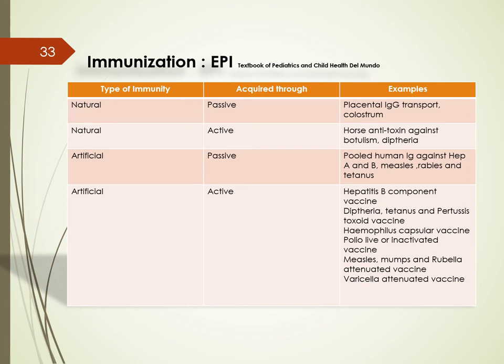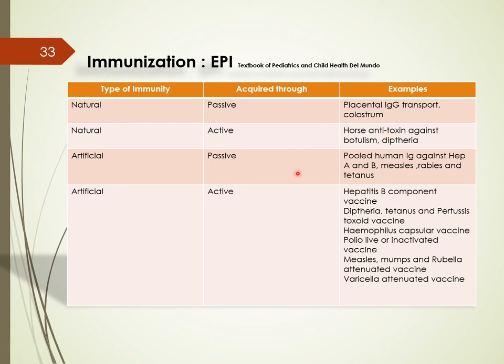So we have your two naturals. You can have natural passive or natural active. Let's talk about natural passive. Natural passive immunity is the placental Ig transport and your colostrum. The colostrum would be a natural passive type of immunity, so antibodies are passed through. Next would be your natural active, like development of diseases, formation of horse antitoxin against botulism and diphtheria. This is your natural active.